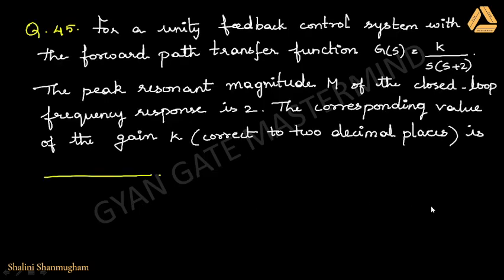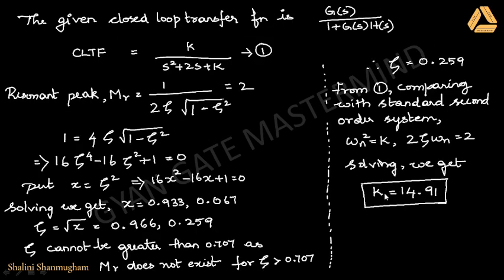Hence the problem. Coming to the 45th problem. For the unity feedback control system with the forward path transfer function G(s) equal to K by s into (s plus 2), the peak resonant magnitude M of the closed loop frequency response is 2. The corresponding value of the gain K correct to 2 decimal places is. So you have to find the value of K, which is greater than 0.